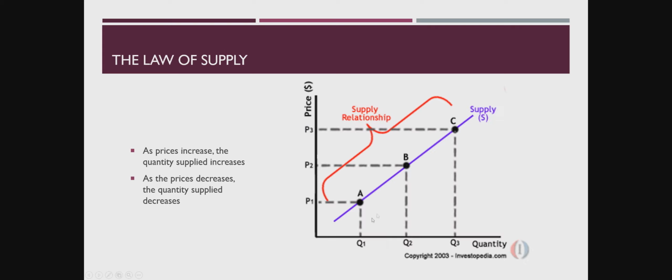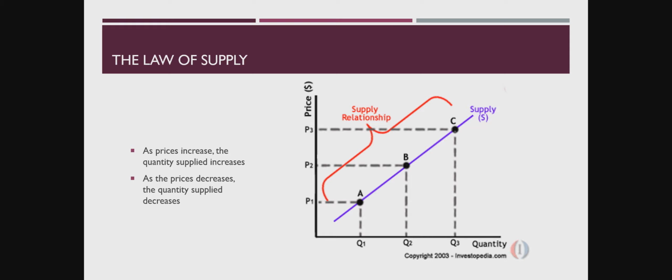It's an upward sloping curve. As the price increases, the quantity supplied increases. So you can see as P1 goes to P2, the quantity increases from Q1 to Q2. Also, as price decreases, the quantity supplied decreases. So if we go from P2 and Q2, and prices decrease to P1, suppliers are only willing and able to supply Q1.